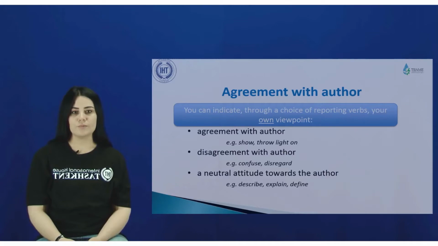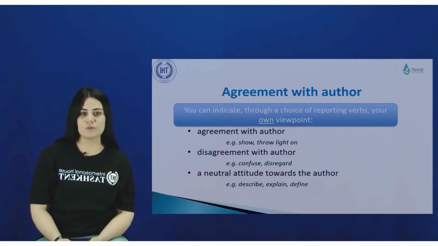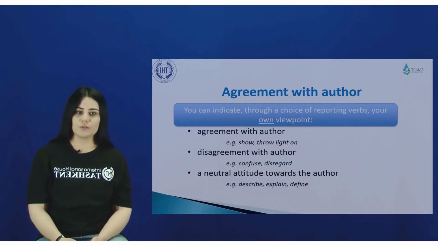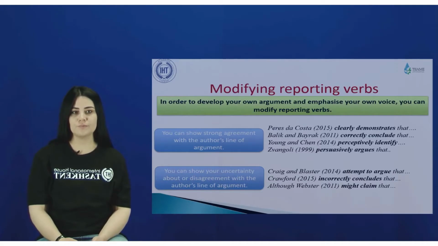Agreement with author. You can indicate through a choice of reporting verbs your own viewpoint, like agreement with the author: you say, show, shed light on; disagreement with the author: confuse, discard; neutral attitude towards the author: describe, explain, define. You must choose your reporting verbs carefully. The meaning of reporting verbs can change according to the context and the language surrounding it.